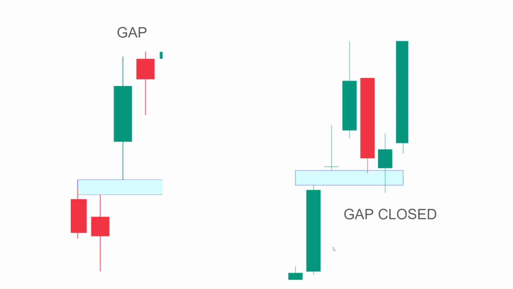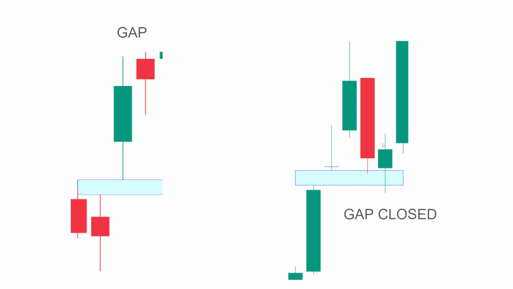So to quantify a gap, and some of you might even do this differently, I've defined a gap as a day where the low is higher than the previous day's high. That to me is a gap, okay? Now, the closing of a gap, I've simply said is when the low of a day is equal to or lower than the high of the gap.